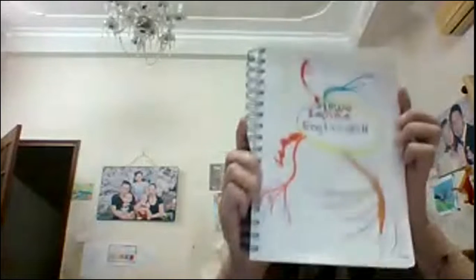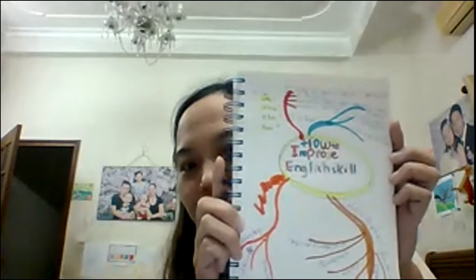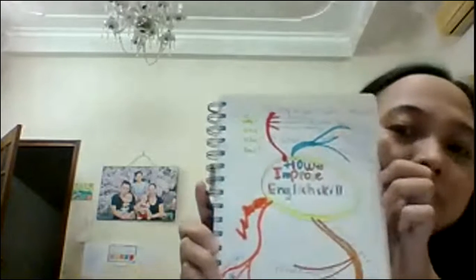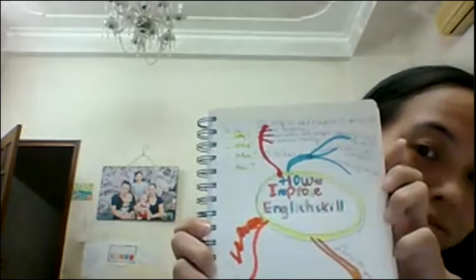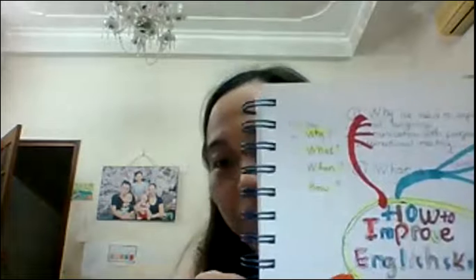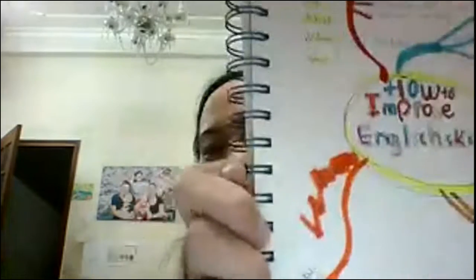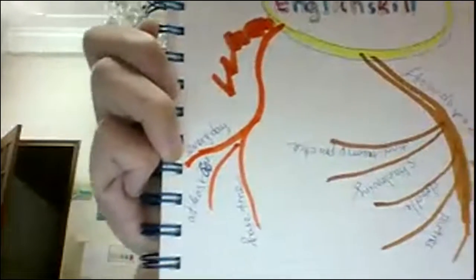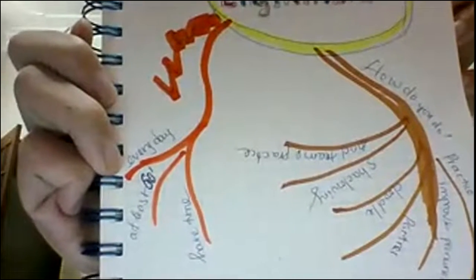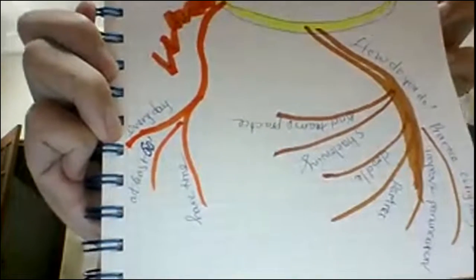Okay. Our group will have four questions for this topic. First, why we need to improve English speaking skills. The second is how often we need to practice English speaking skills, and the third question is how do we do to practice English speaking skills, and the last question is how much time we need to spend for practice.